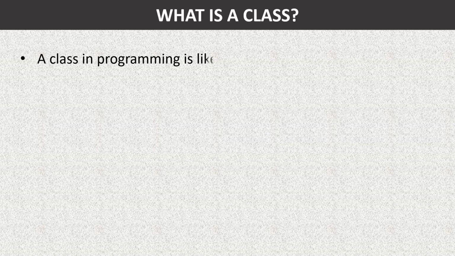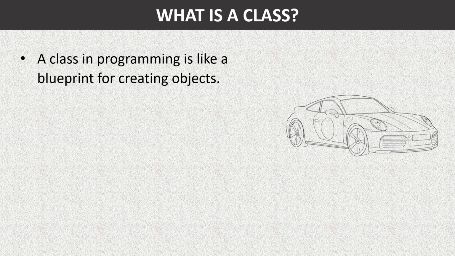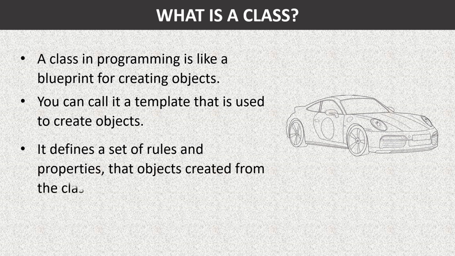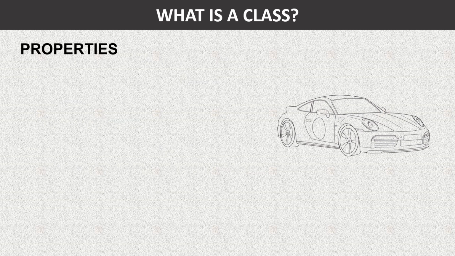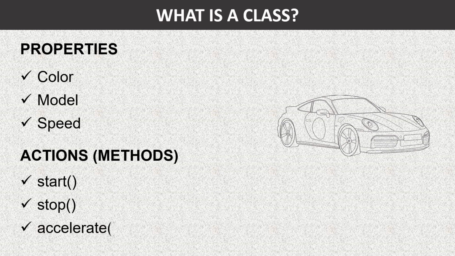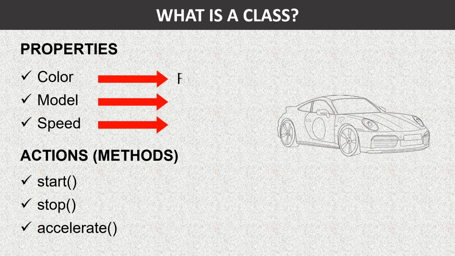A class in programming is like a blueprint for creating objects. You can call it a template that is used to create objects. It defines a set of rules and properties that objects created from the class will follow. For example, if you have a class called car, it might have properties like color, model, and speed, and actions like start, stop, or accelerate. When you make a new car from this class, you can set its specific color, model, and speed, but all cars will follow the same rules that are set by the class.